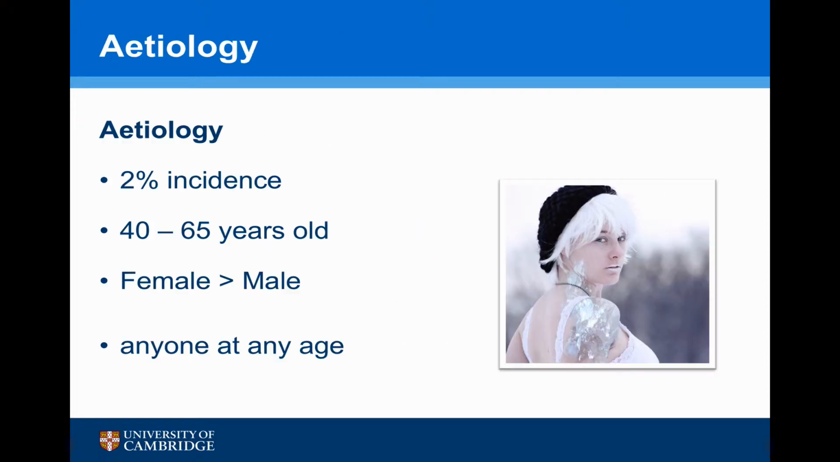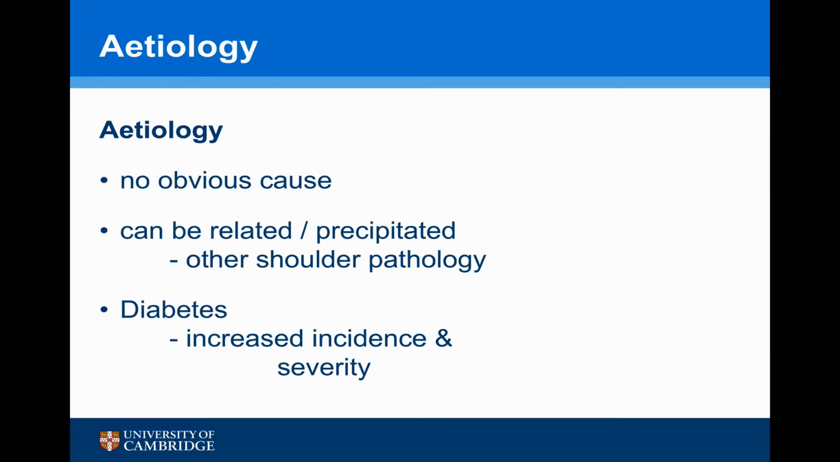So what is the etiology of a frozen shoulder? Why do people get it? We know a conservative estimate is it has a 2% incidence in the general population. It tends to affect people between the ages of 40 and 65 years of age. It tends to affect women slightly more than men. However, anyone at any age can get a frozen shoulder. There is no obvious or known cause as to why people develop a frozen shoulder. It often occurs in people who are otherwise completely fit and well.